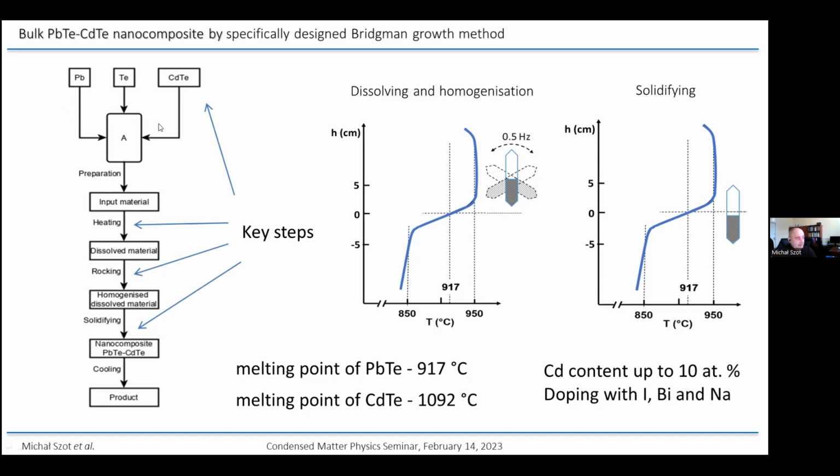These elements are mixed, put into the quartz ampulla, sealed, and put into the two-zone electrical oven. The next step is the dissolving of the material at a temperature which is above the melting point of lead telluride, but below the melting point of cadmium telluride. It prevents the complete dissolution of cadmium telluride in our samples.